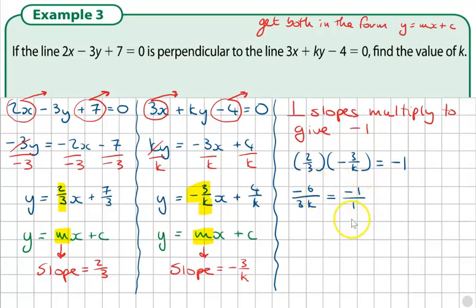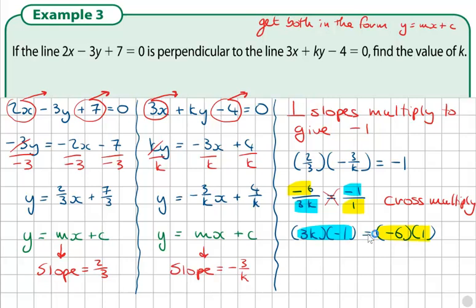Now I'm going to cross multiply. So I'm going to do 3k times minus 1, and then I'm going to have my equals, and then minus 6 times 1. So 3k times minus 1 is minus 3k, and minus 6 times 1 is minus 6.